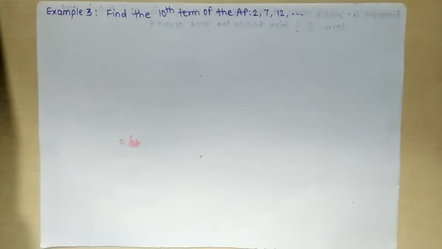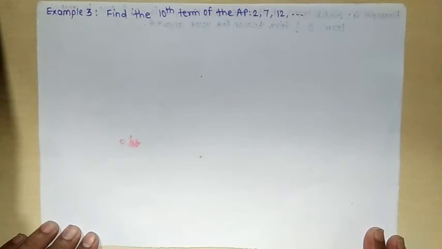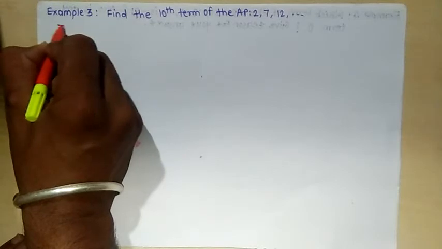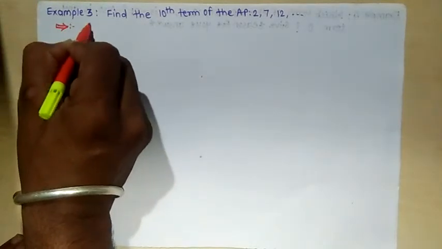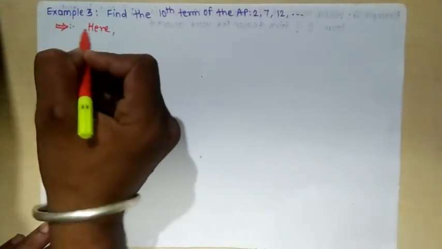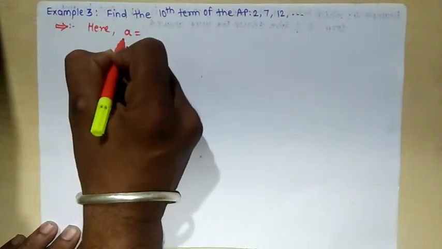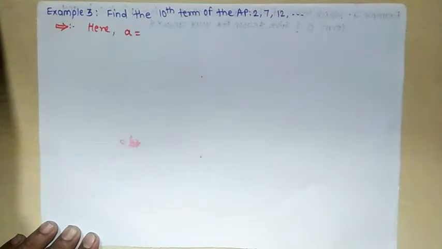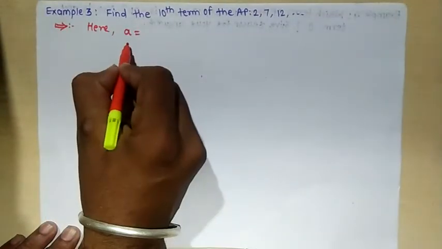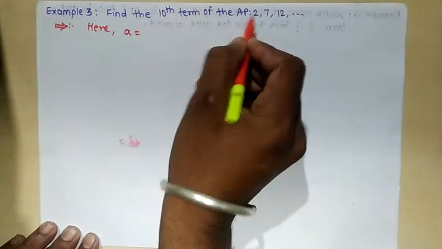Now we will solve example number 3. Let us see what is example number 3. Find the 10th term of the AP 2, 7, 12. Here the AP is given as 2, 7, 12. Solution. Here A is nothing but the first term. What is the first term here? The first term is 2.